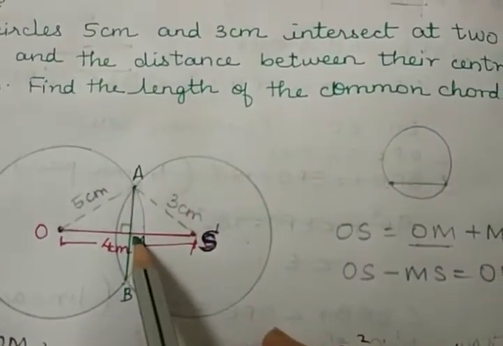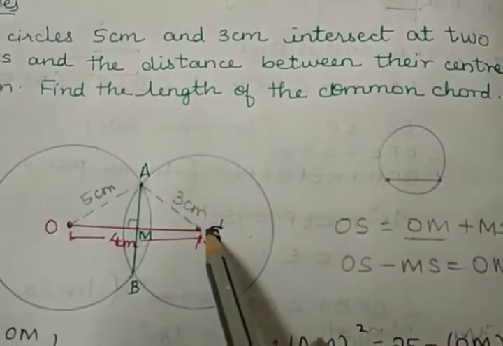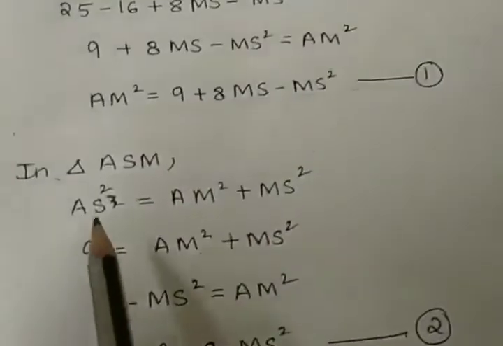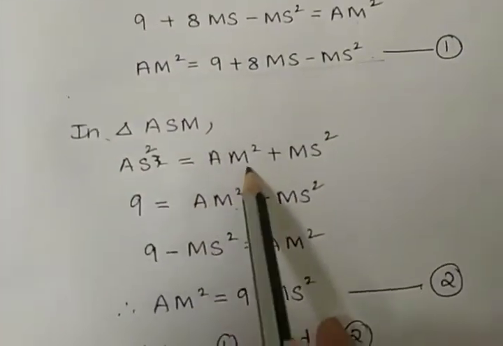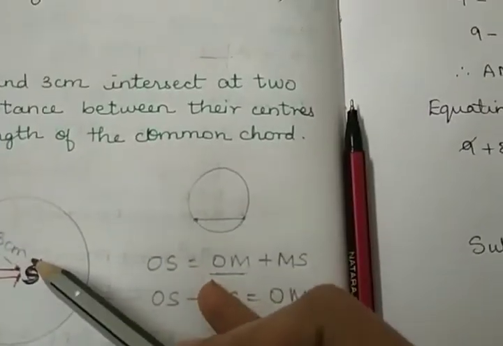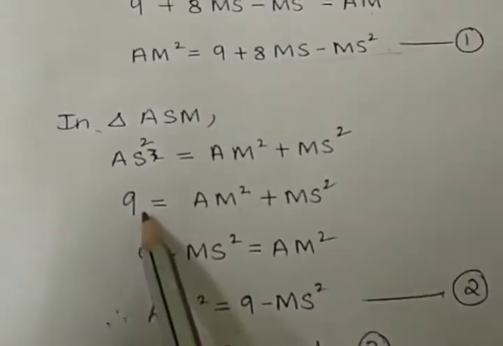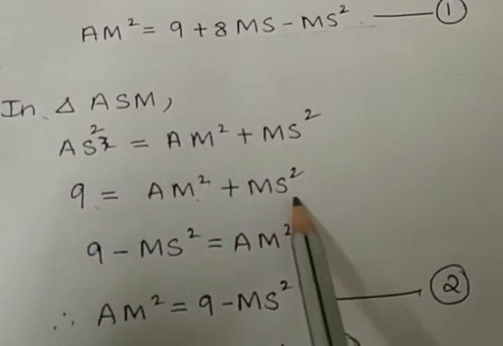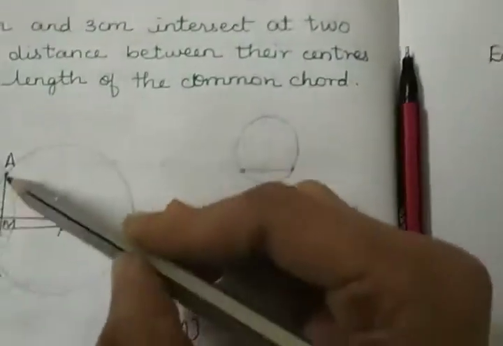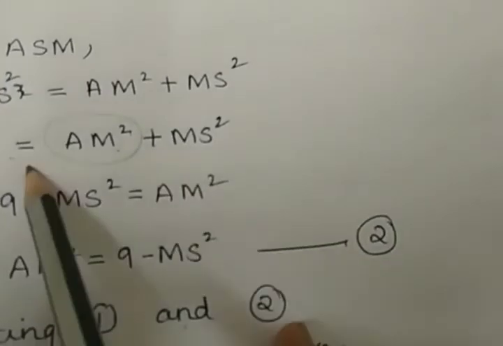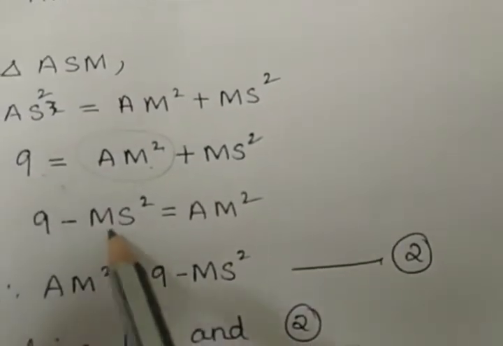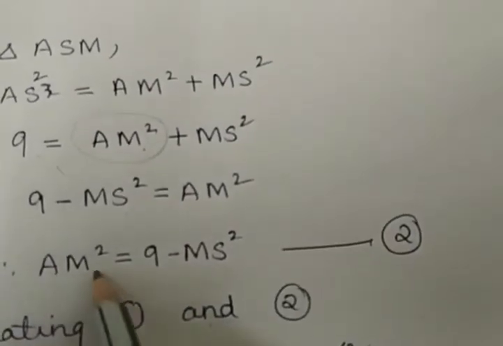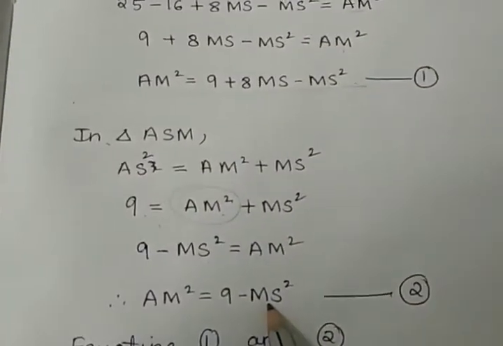Now let us take the next triangle AMS. Again, if I apply Pythagoras theorem, then AS square is equal to AM square plus MS square. Okay, so AS square is AM square plus MS square. AS is 3 centimeters, 3 square is 9. So 9 is equal to AM square plus MS square. I want AM square. Okay, so I shift this term to the other side. So I get 9 minus MS square is equal to AM square. So AM square is equal to 9 minus MS square.